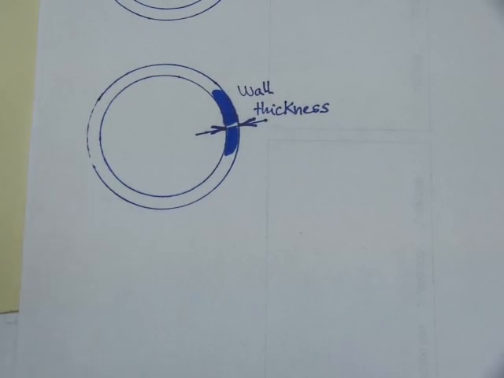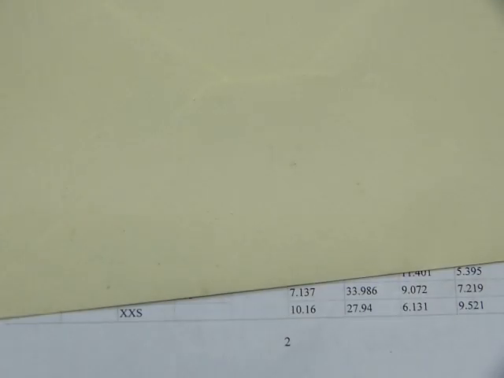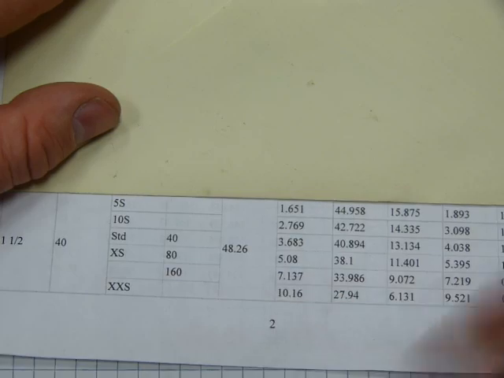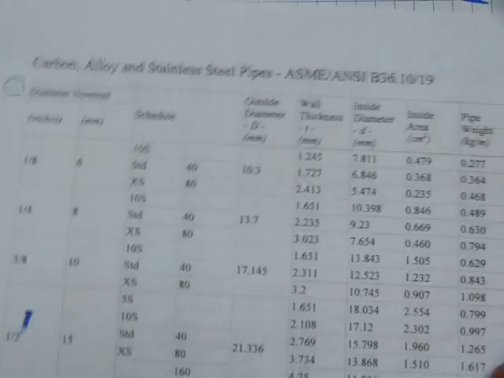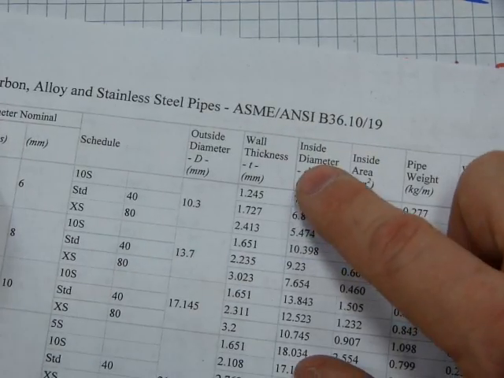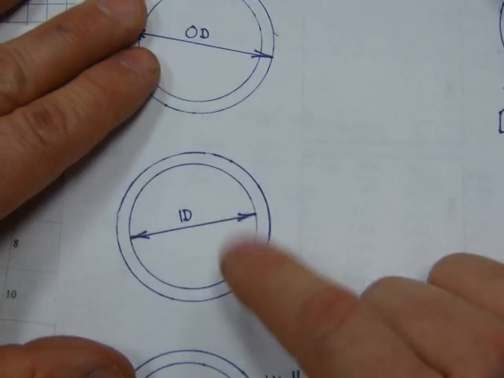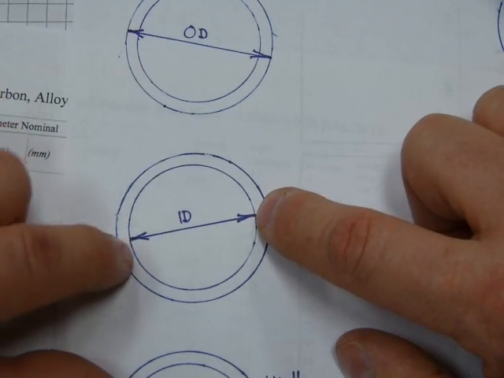It's really finicky to measure it with a tape measure. The best thing to do is look it up on a pipe schedule like that. So that's the concept of wall thickness. Next one, inside diameter. The inside diameter, in this picture, is measured on the inside.